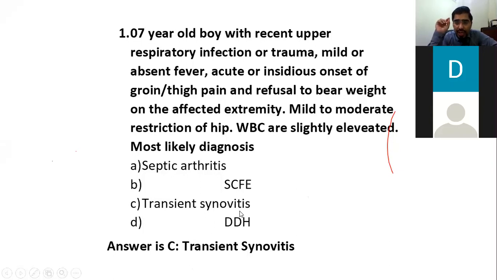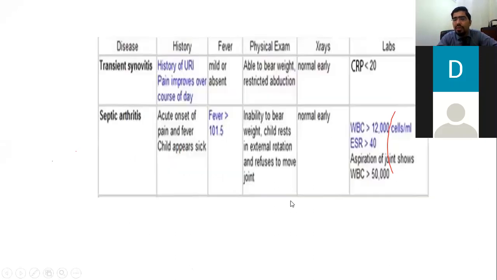CPSP likes to test transient synovitis, osteomyelitis, septic arthritis, TB, rheumatoid arthritis. So have a good grip on this. How to differentiate transient synovitis from septic arthritis? Because there is mild to moderate restriction of the hip and WBC are slightly elevated. So the answer was transient synovitis, and this is a table. This is a very good table. I don't remember where I took it from, but it is a very good table to differentiate between transient synovitis and septic arthritis apart from Kocher's criteria.